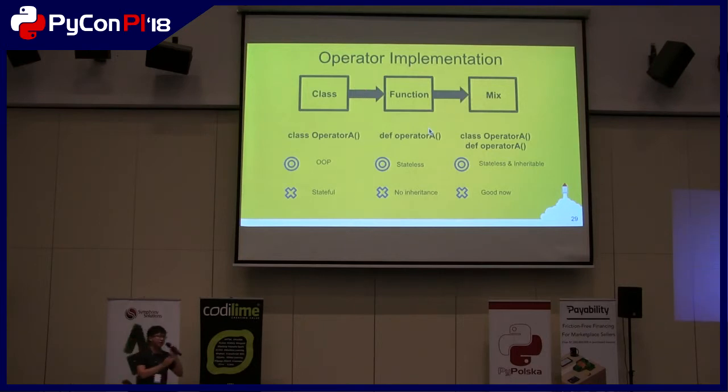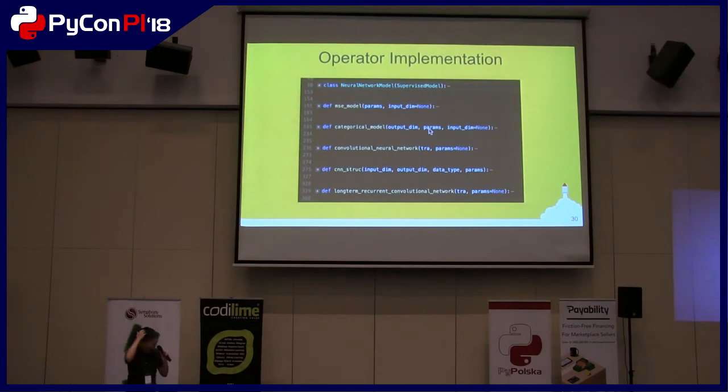We think that class doesn't work and function doesn't work. And how about mixing them together? Maybe it works. Oh yeah, actually it works. And how it works is that for the inheritance part we use the class, and for the operation part we use the function. So it will be static and also inheritable. So let's give an example about this one.